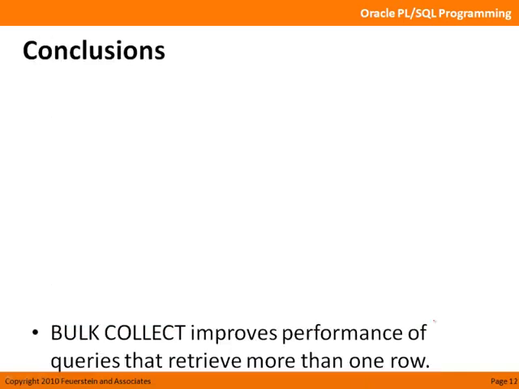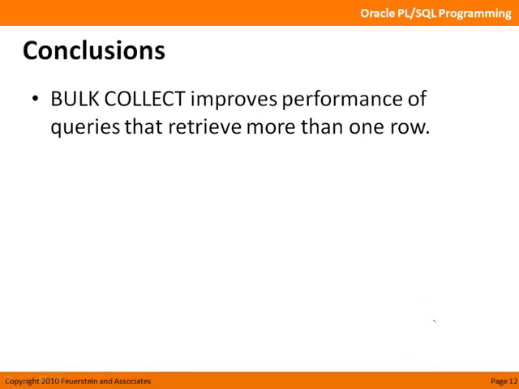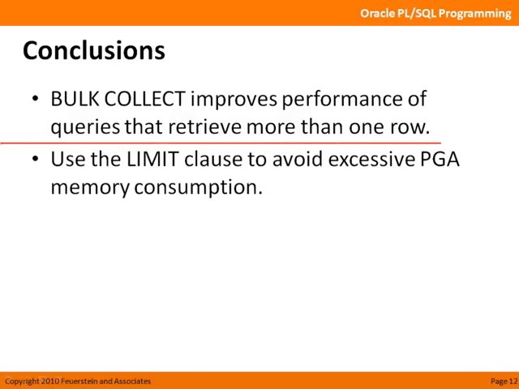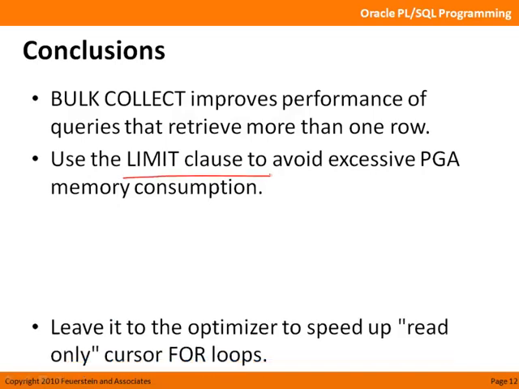So, to draw some conclusions. Bulk collect improves performance of queries that retrieve more than one row with each fetch. That's what it's organized to do. The limit clause is critical for production application code with bulk collect to avoid excessive PGA memory consumption. Do not assume that your sessions can always support the full retrieval of all the data from the query at once. So instead, create the cursor, create a loop, and for each fetch, specify the limit clause so you manage the memory consumption.